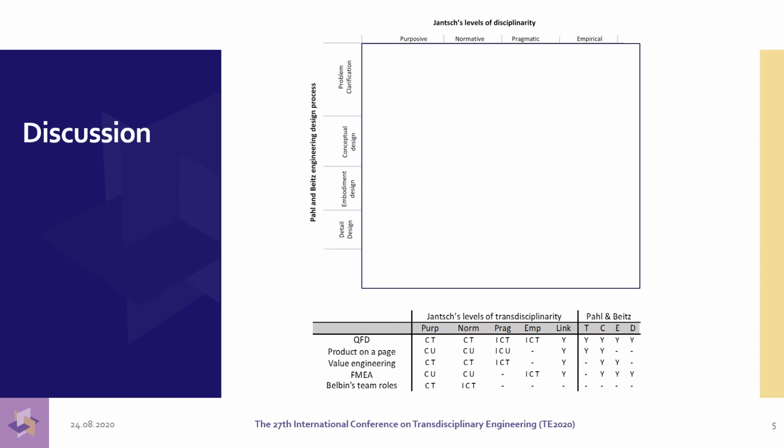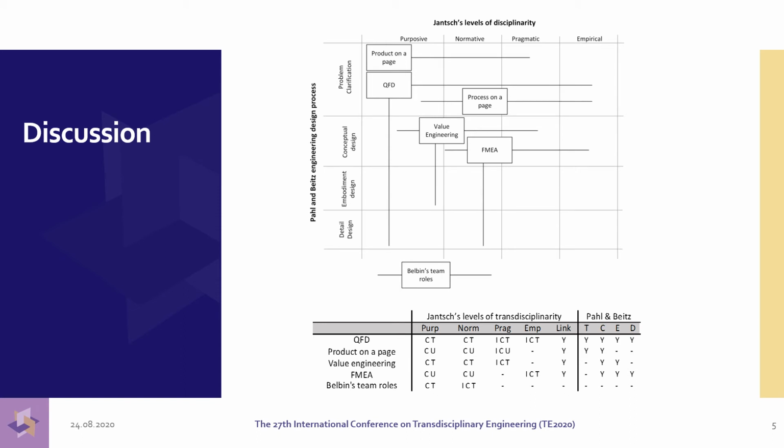We can also mark this graphically with Jantsch's levels of disciplinarity here on the x-axis and Pahl and Beitz's engineering design process here on the vertical axis, and we can map where these different tools are able to influence and convey rationale through the design process.